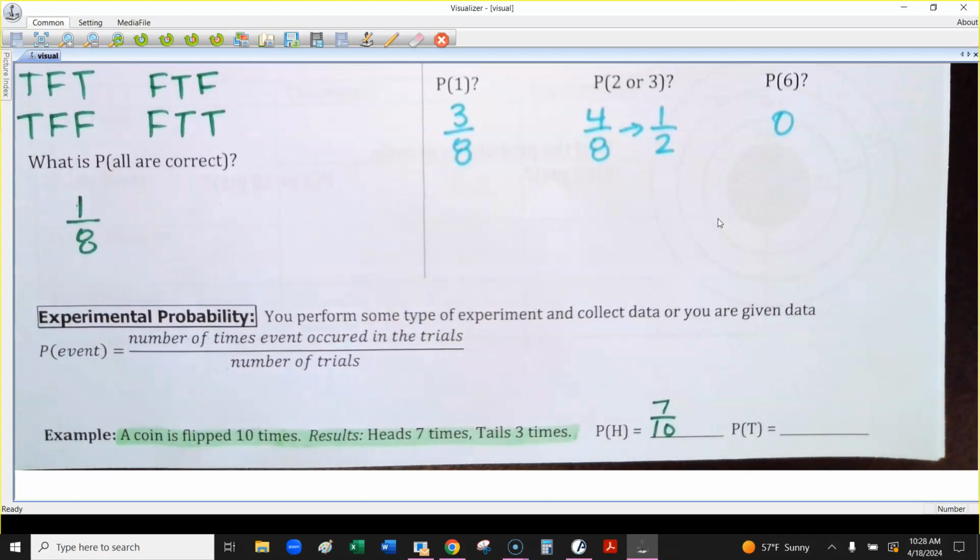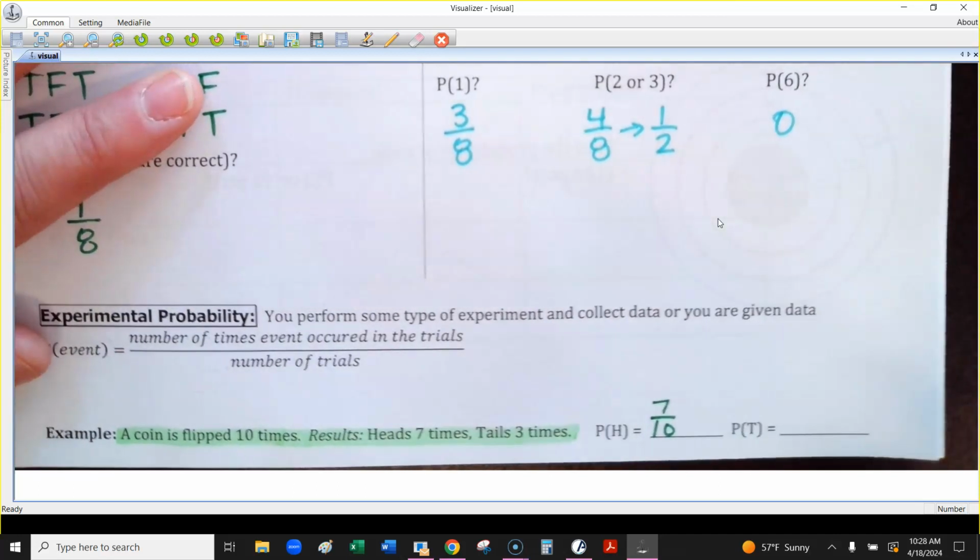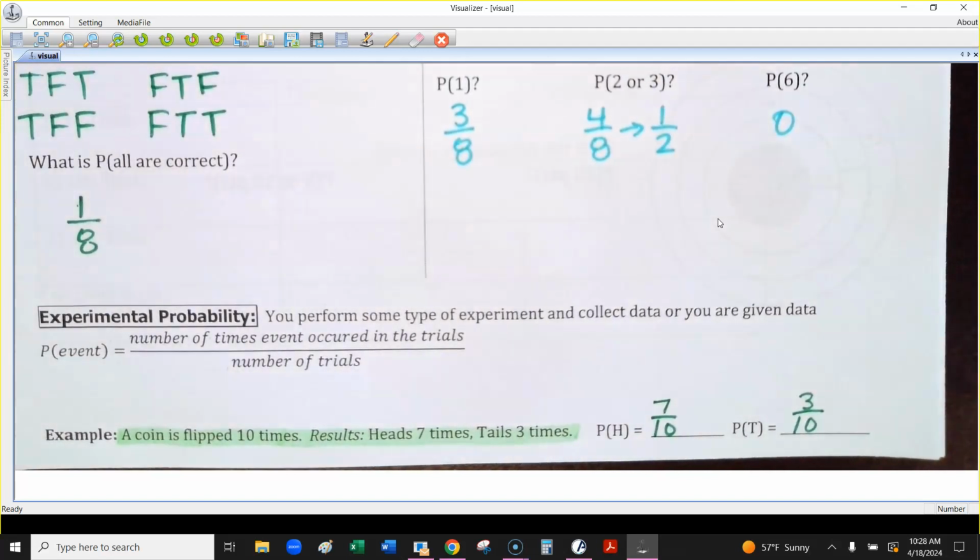So then they got tails. We would think it should be 5 out of 10, but when they actually did it, they only got 3 out of 10. So that's the experimental probability. Is anybody having a question?